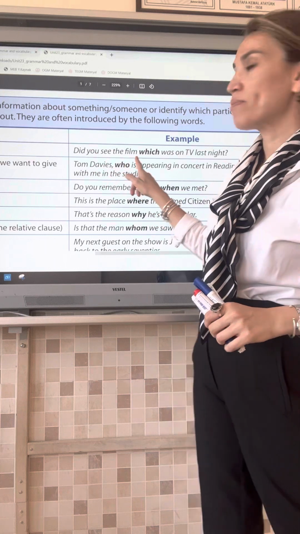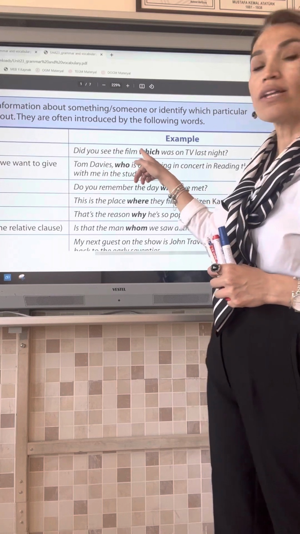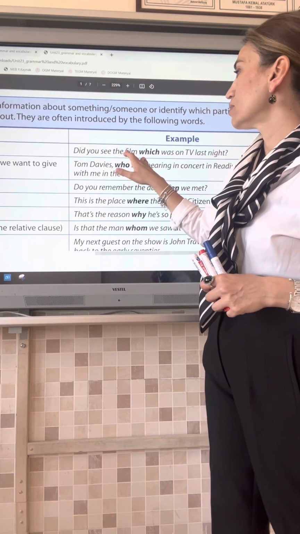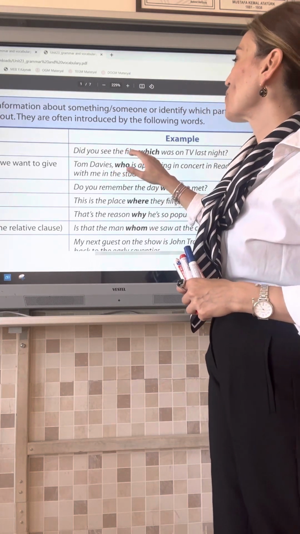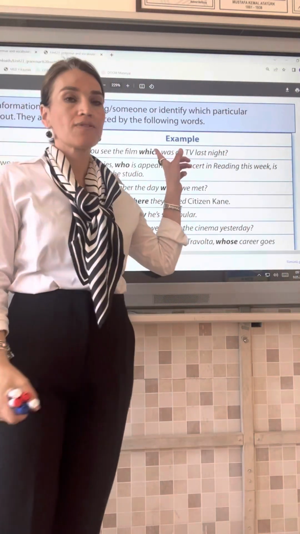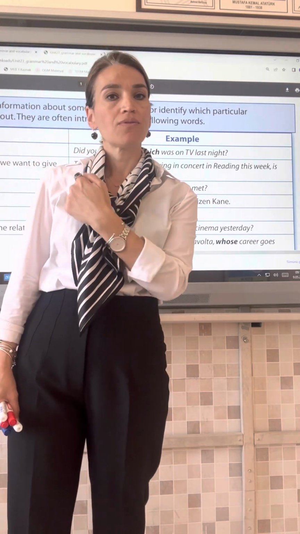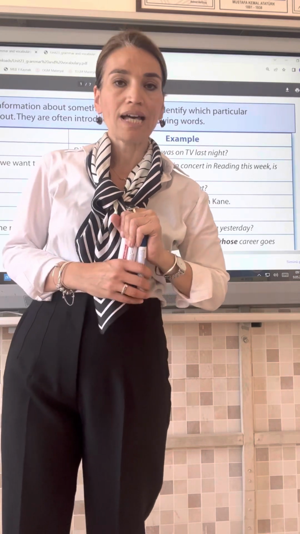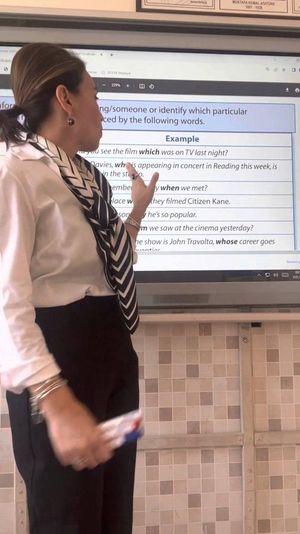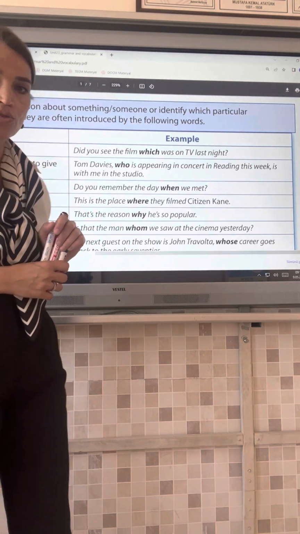So, did you see the film which was on TV last night? Here we are giving additional information about the film. It can be any film, but the film which was on TV last night. So our additional information is the film which was broadcast last night. Okay, and the next one: Tom Davies, who is appearing in concert in Reading this week, is with me in the studio.